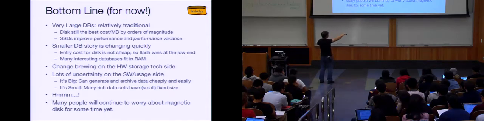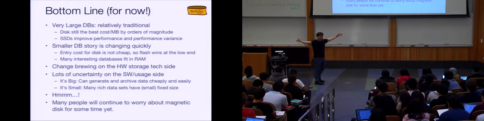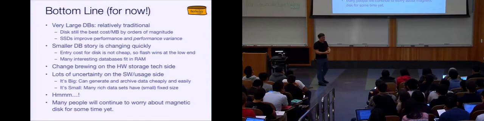Right, and we talked about this. Data, it seems like it's huge, which it is. There's a lot of data that's huge. But a lot of really interesting data sets are small. So we talked about that, which is kind of thought-provoking.